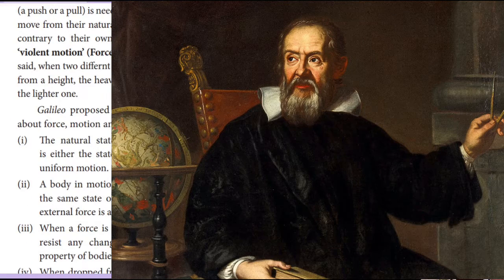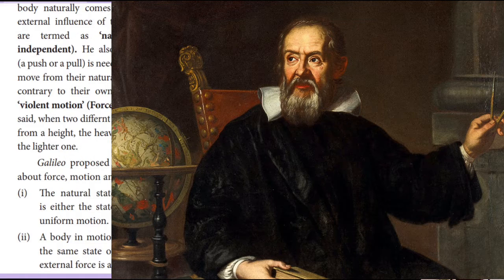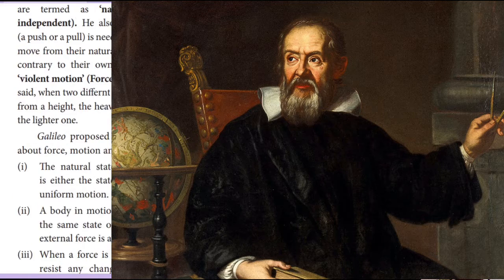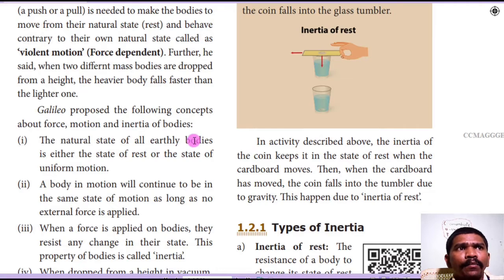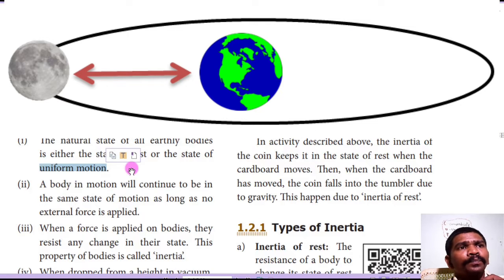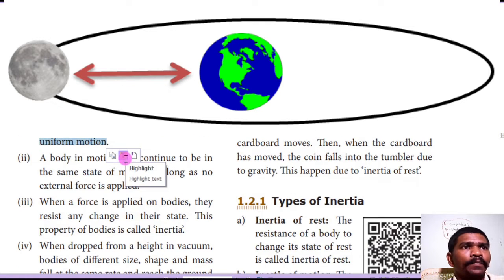Next to Aristotle is Galileo. He proposed some concepts after refining Aristotle's theory. The natural state of all earthly bodies is either a state of rest or a state of uniform motion. Here you have to understand what uniform motion is. We already studied this in 9th itself. The planets revolving around the sun are in uniform motion.